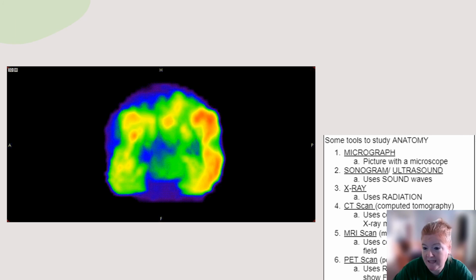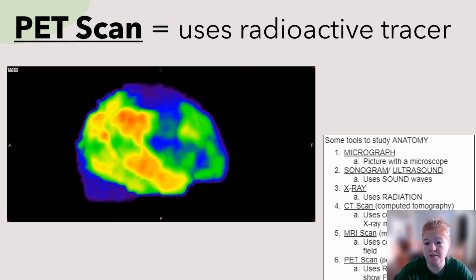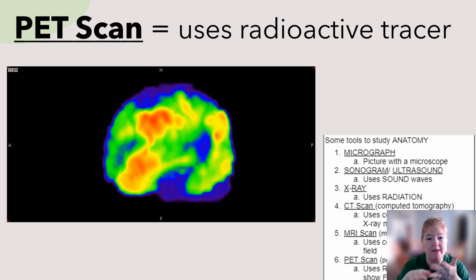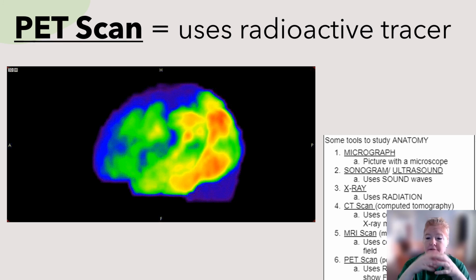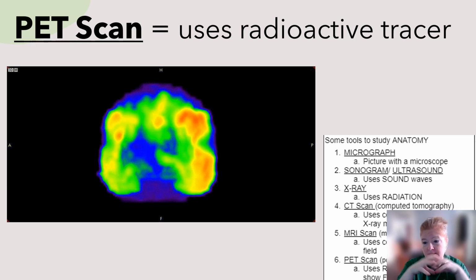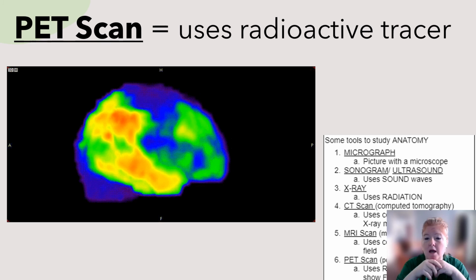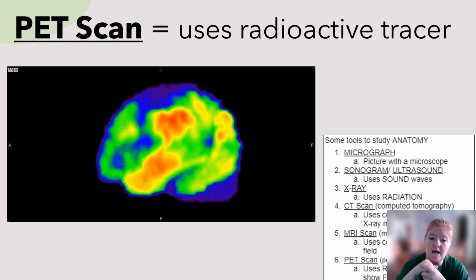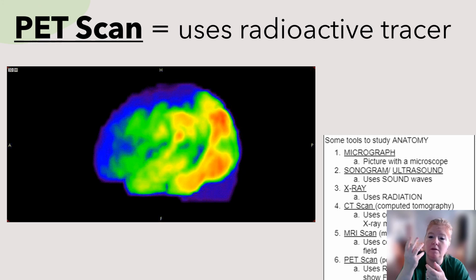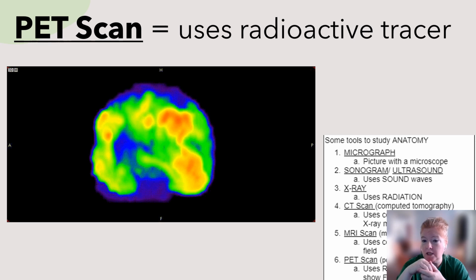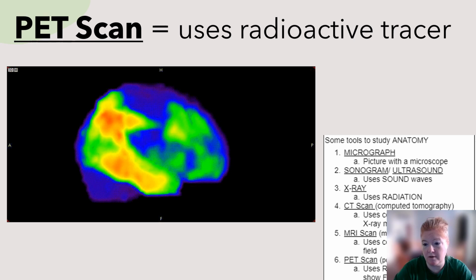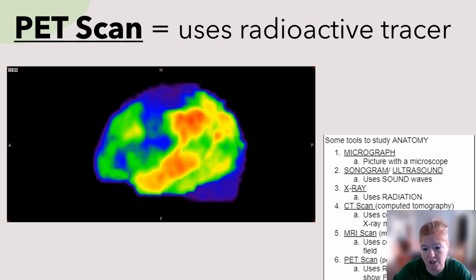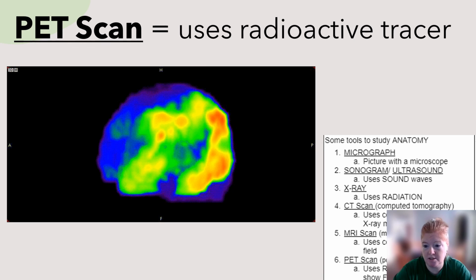And then we have a PET scan, which uses a radioactive tracer. Now, all of the other ones, the micrograph, the sonogram, the X-ray, the CT, the MRI, they're going to show us a picture like in a moment of time. Okay, a PET scan shows function. So it shows how the radioactive tracer is utilized in whatever part of the body we are studying. Okay, so this shows function, not just structure.